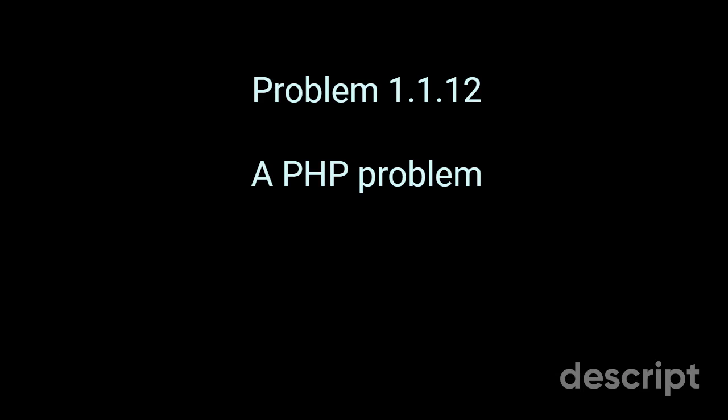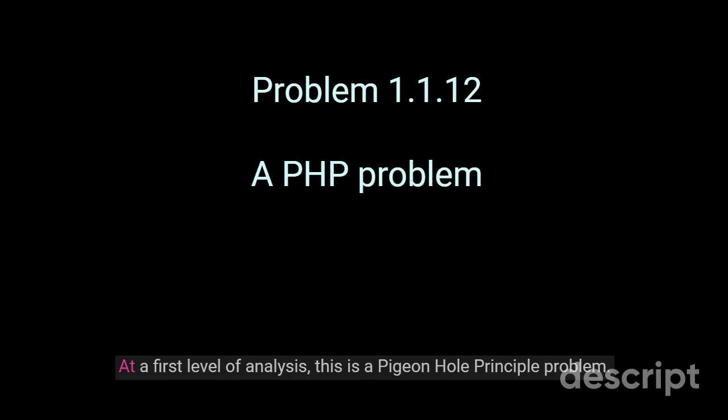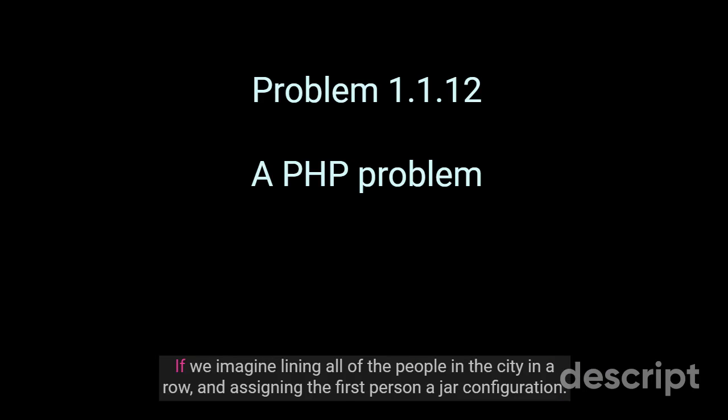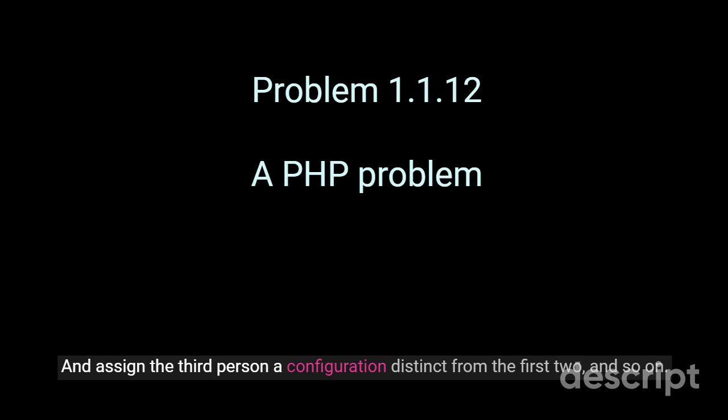For the last problem in this video, we imagine that there are 7 million people in New York City. Each has a jar containing 100 coins, and each coin is one of 5 types. The question is whether we can give a distinct jar configuration to every person. At a first level of analysis, this is a pigeonhole principle problem. If we imagine lining all of the people in the city in a row and assigning the first person a jar configuration, for the next person we want to assign them a different jar configuration, and assign the third person a configuration distinct from the first 2, and so on.